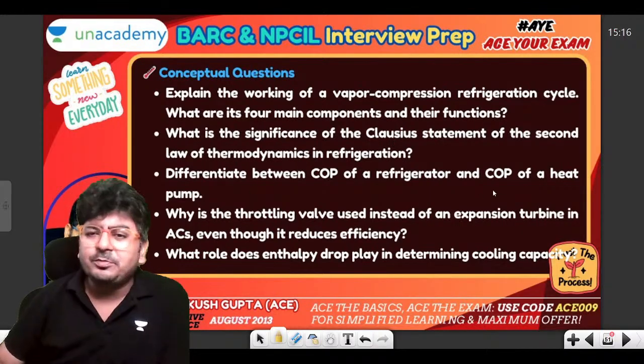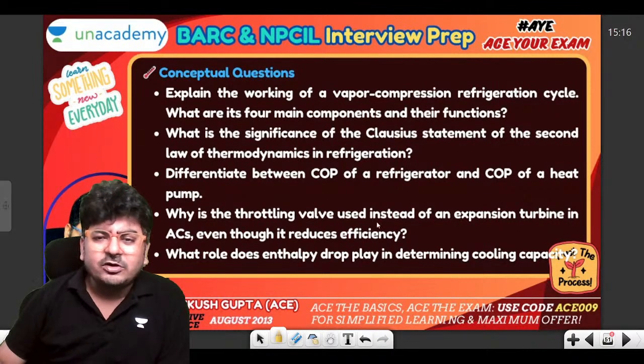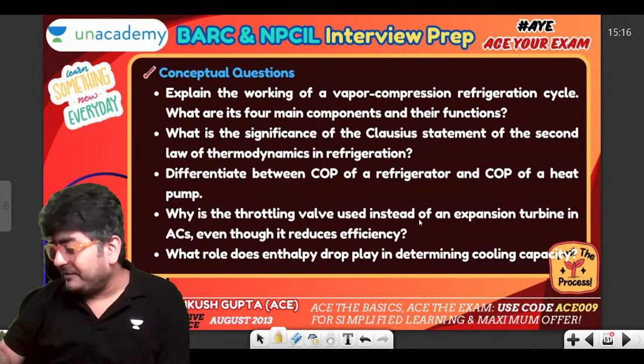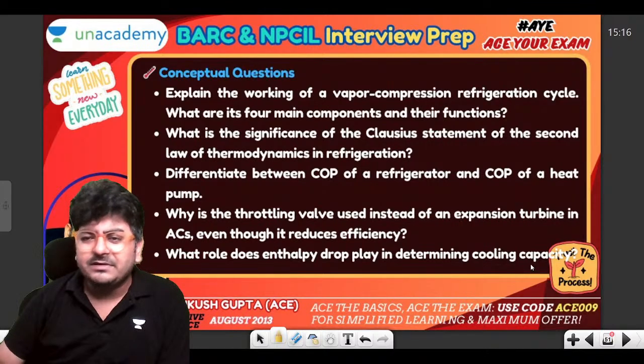COP of refrigerator, COP of heat pump में क्या difference है? You guys already know that. ठीक है. Why is the throttling valve used? आपने पूछा भी था. I will explain. Don't worry. ठीक है. What role does enthalpy drop play in determining cooling capacity?